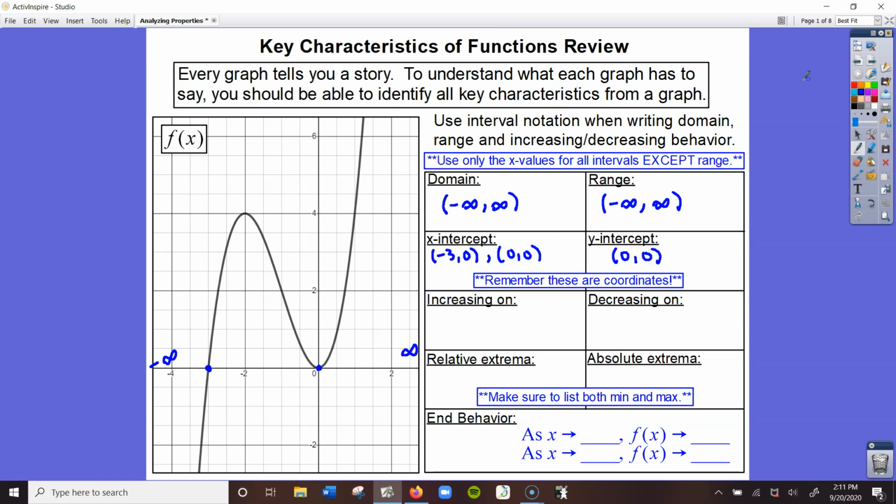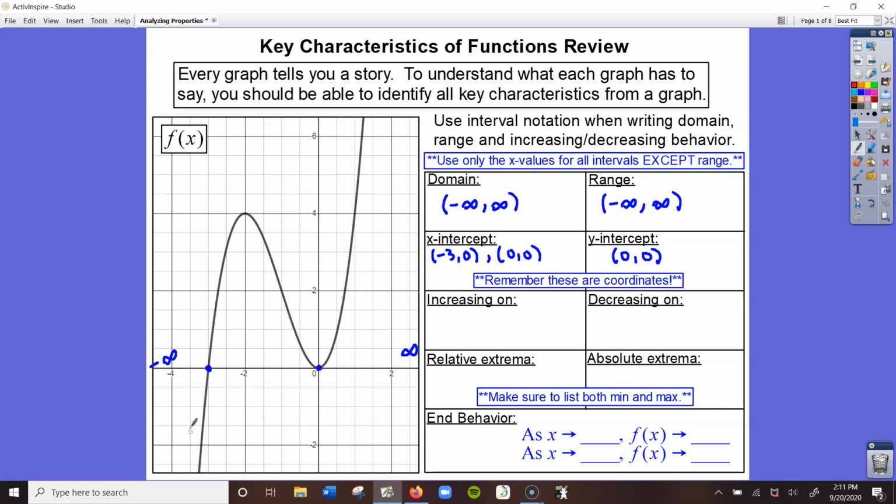Now for increasing and decreasing behavior. I'm a visual learner, so I like to draw on my graphs. So whenever we're trying to determine increasing and decreasing behavior, we have to read the graph from left to right. And you're going to write these intervals in terms of x only, meaning that we're only writing down the x values. So for example, when we're writing increasing behavior, you would tell me from what x does it start increasing to what x does it stop increasing.